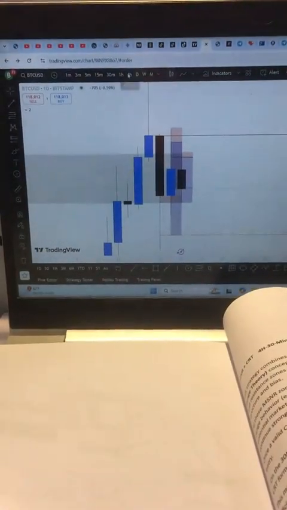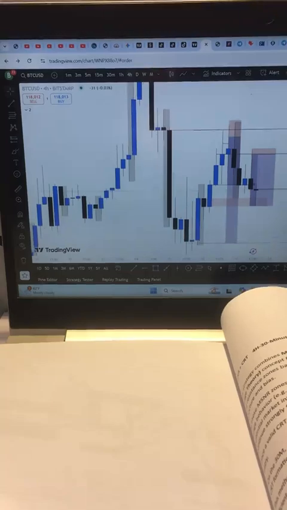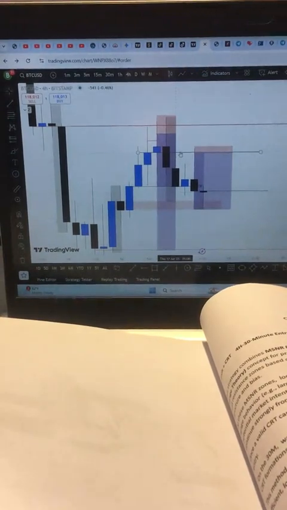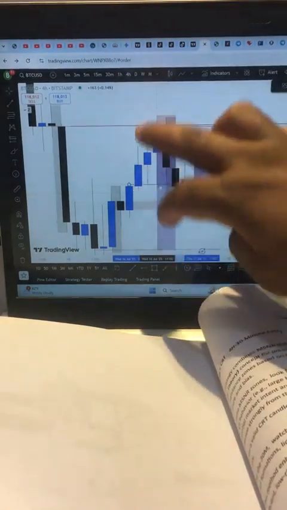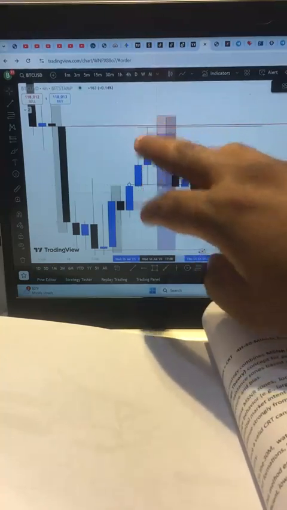Going to the 4 hours, what do you notice? We confirm a CRT on the 4 hour. The candle pattern we'll be using is this one and this one. We use this O candle as our range, the high of this candle and the low of this candle.